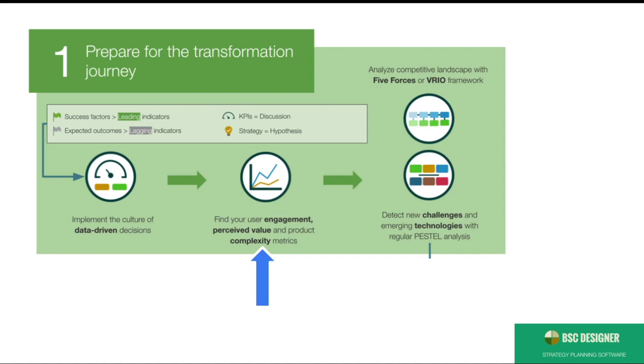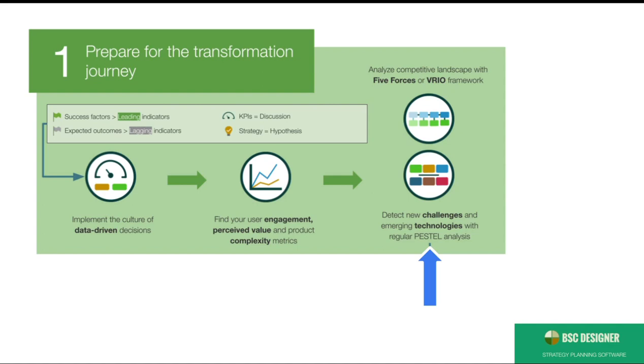Your team is now equipped with a proper performance measurement culture. You also found some good engagement, complexity, and value metrics. What's next? Where to find the ideas for the digital transformation? Do not start with just technology in mind. Instead, look at the challenges that your company and your customers are facing right now, or the challenges they will face in near future. For a disciplined approach, use a PESTLE analysis.